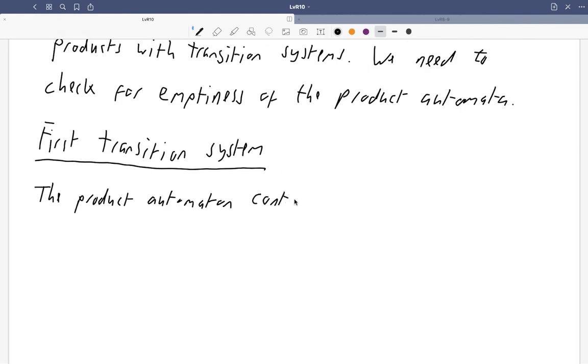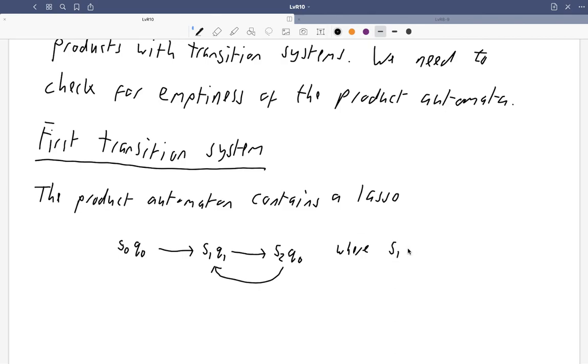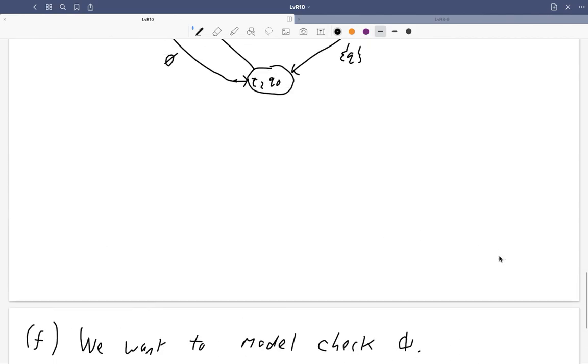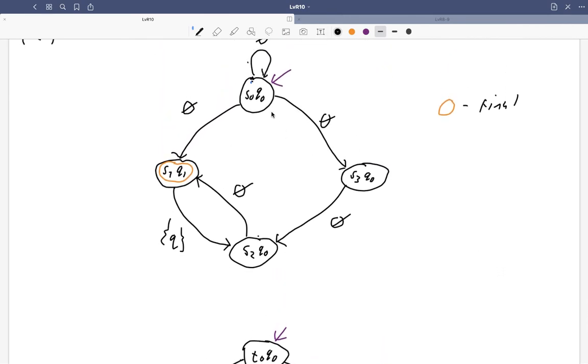contains a lasso which goes from S0 Q0 to S1 Q1 to S2 Q0 and then back to here, where S1 Q1 is final. Right, so this is this lasso.